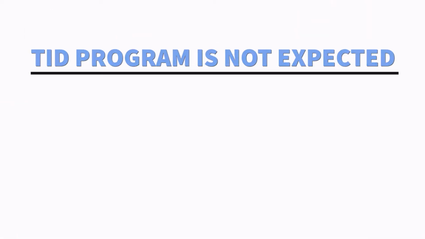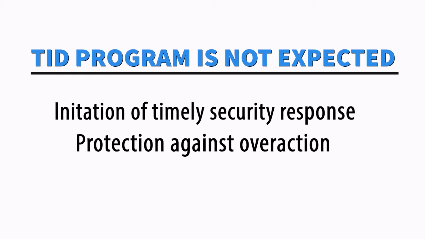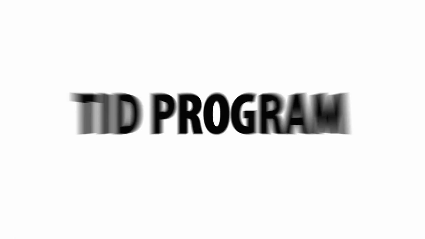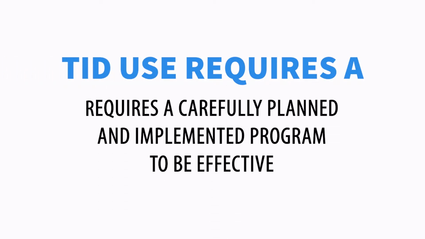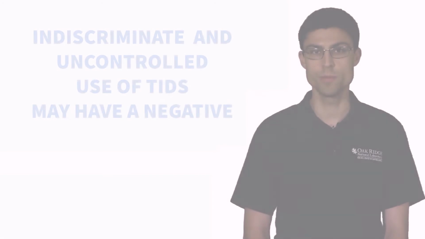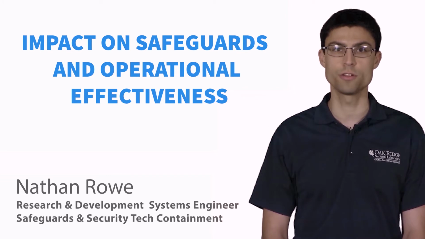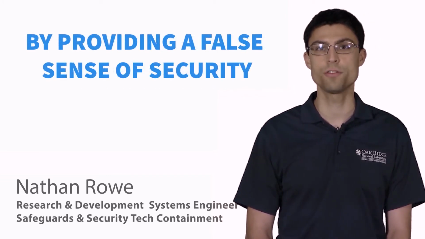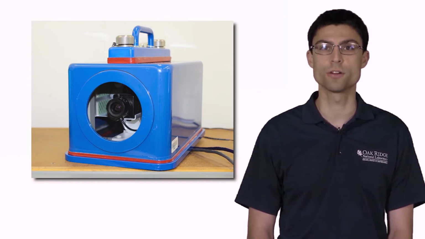A TID program is not expected to provide initiation of timely security response or protect against overt action. A TID program is meant to detect covert or insider actions, particularly where those actions may be protracted over a period of time. TID use requires a carefully planned and implemented program to be effective. Indiscriminate and uncontrolled use of TIDs may have a negative impact on safeguards and operational effectiveness by providing a false sense of security. TIDs are almost always used in connection with other safeguards measures.